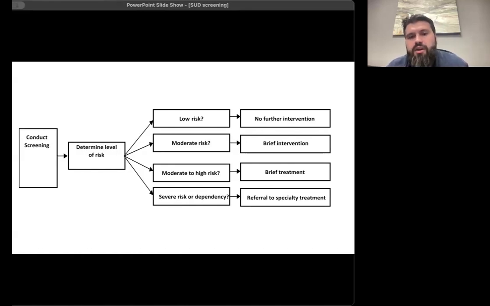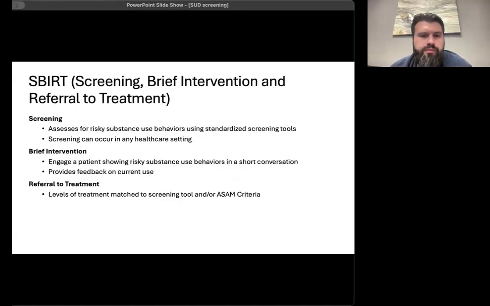And then if they have a really high risk of dependency or use disorder, then you can either move on to a more diagnostic assessment or refer them to specialty treatment, so they can actually get that treatment that they so much deserve. So how does that look in practice? That's really what this SBIRT model is, right? Again, that's screening, brief intervention, and referral to treatment.